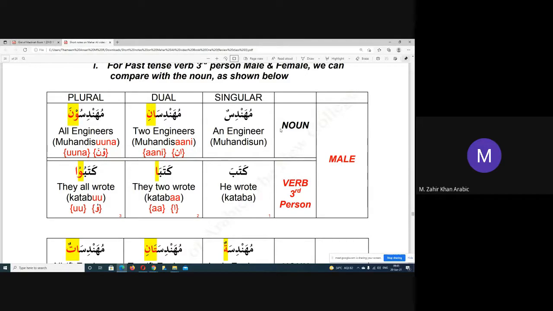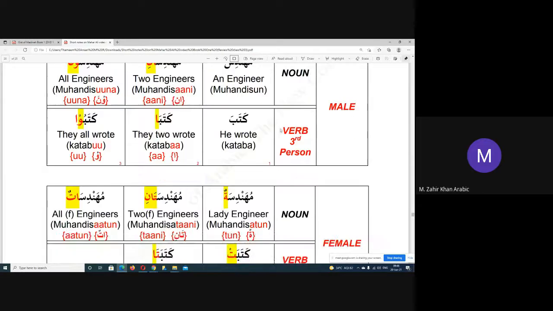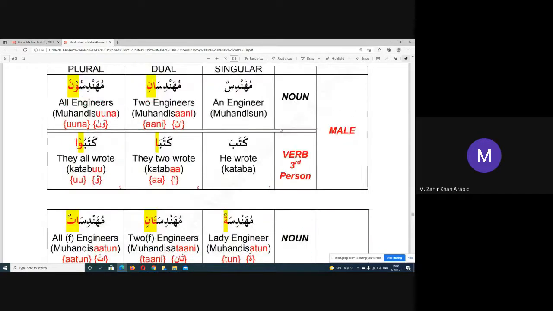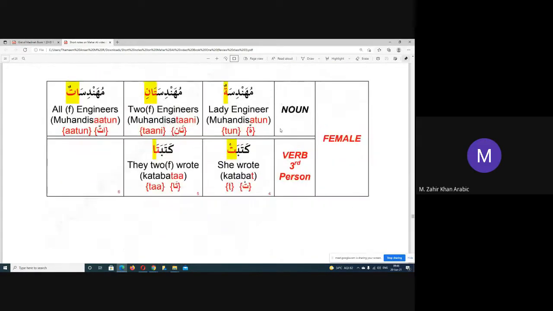Now you can see the female gender. How to write the female gender of verbs. So for example, I have told previously that for making a female gender you have to add an extra ta marbuta or round ta or feminine ta. We can say any one word. Either it can be a ta marbuta or we can say a feminine ta or a round ta.